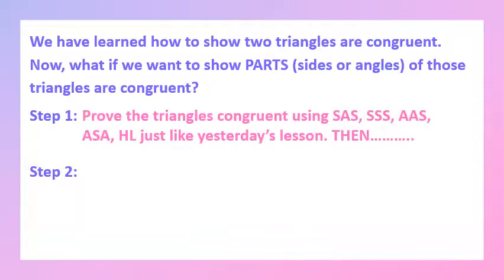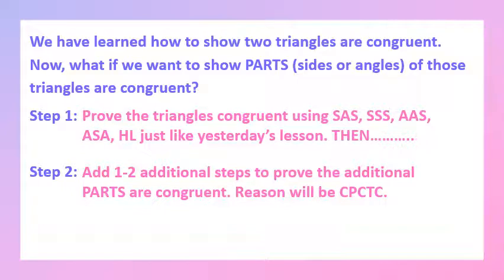Now, what if we want to show that parts, like the sides or the angles of those two triangles, are congruent? What we will do is we will prove the triangles are congruent, just like we did yesterday. So we're going to use side angle side, side side side, or hypotenuse legs, just like we did yesterday. And then we are going to add 1 to 2 additional steps to prove that those additional parts are congruent.